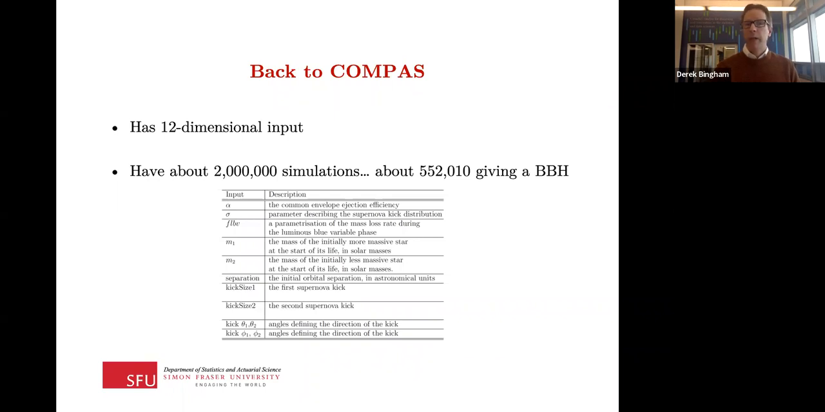Right, so we've got about 2 million runs, and about a quarter of them actually give a binary black hole, an observed binary black hole formation according to the model. I'll just note that there was a whole lot of time. So this is one of those cases where some sort of importance sampling or sequential design would have been really great in order to more efficiently sample that input space.